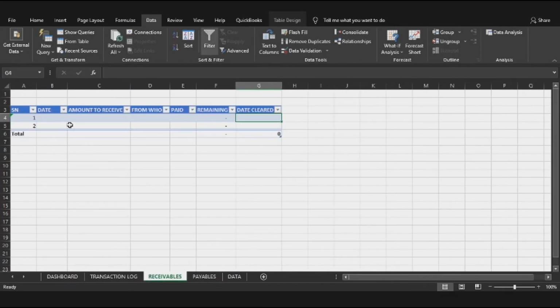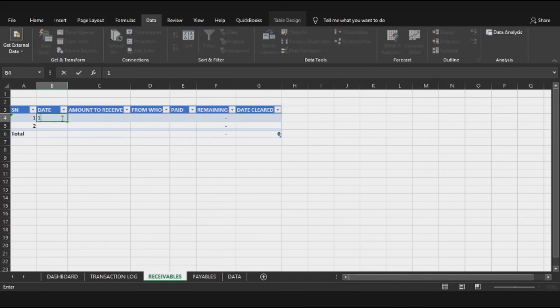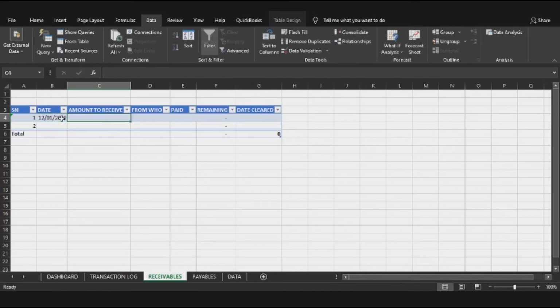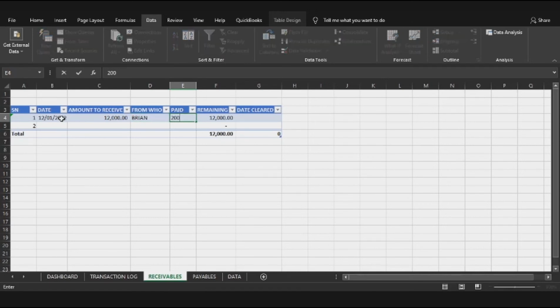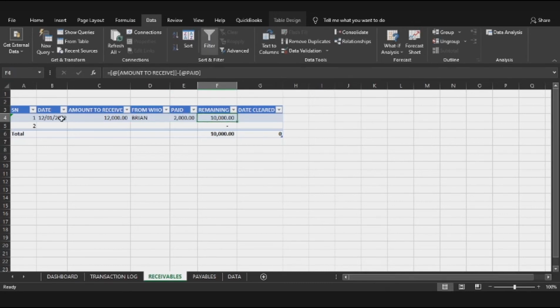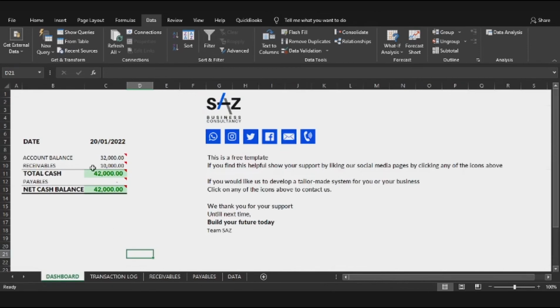In this tab, this is where you'll have to write the receivables. So if it's money owed to you, let's say on the 12th of January this year, I was supposed to receive, let's say, 12,000 from somebody called Brian, and he paid me a part of it. Let's say he paid me the 2,000. Then the amount remaining is 10,000. And if we go back to the dashboard, now we'll find that the amount that I'm supposed to receive is 10,000. So it means that I have a total cash balance of about 42,000.